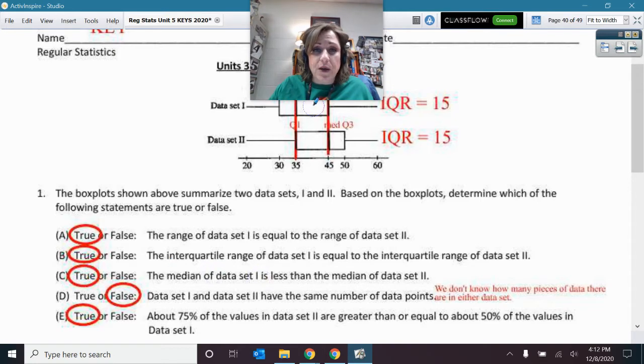C, the median of data set 1 is less than the median of data set 2. True. And D, data set 1 and data set 2 have the same number of data points. No. We do not know how many pieces of data are in those data sets. E, about 75% of the values in data set 2, that's this top 75%, are greater than or equal to about 50% of the values, so this lower 50% of the values in data set 1. True. That is true.